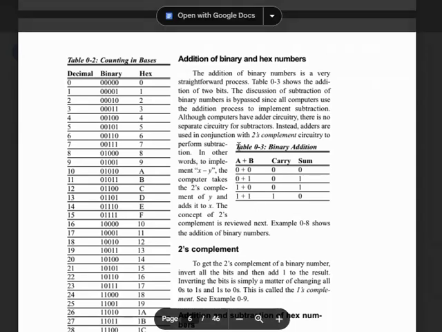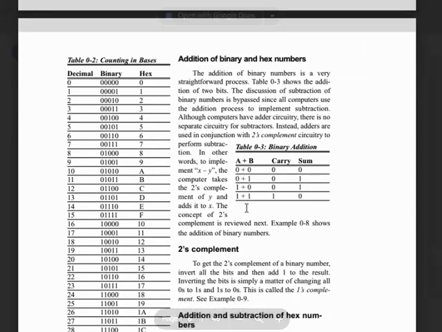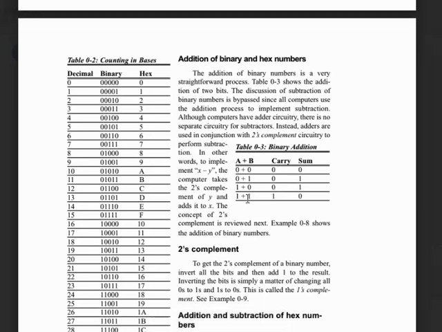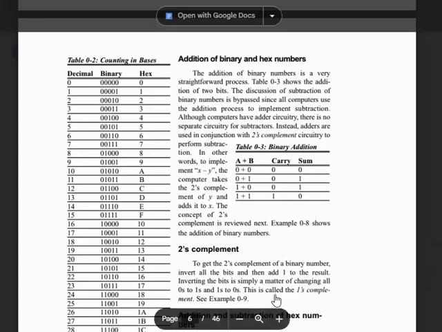So this is a carry and sum thing, which means in binary 1 plus 1 is 10, and in decimal it is 2. So 2 in binary is 10. So if 1 plus 1 is 2, and 2 in binary is 10, then 0 is going to be the sum and 1 is going to be the carry.